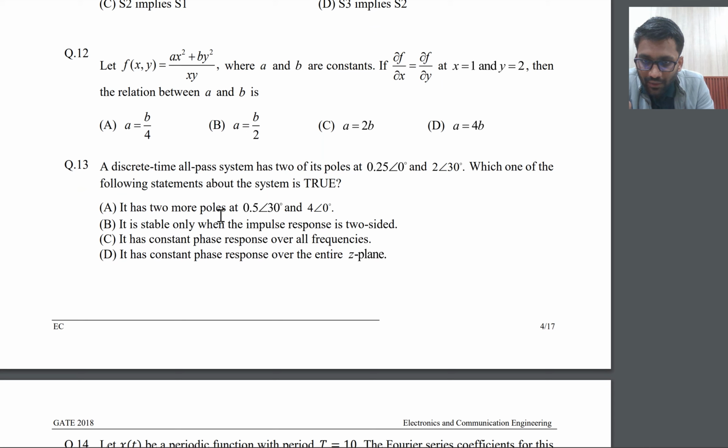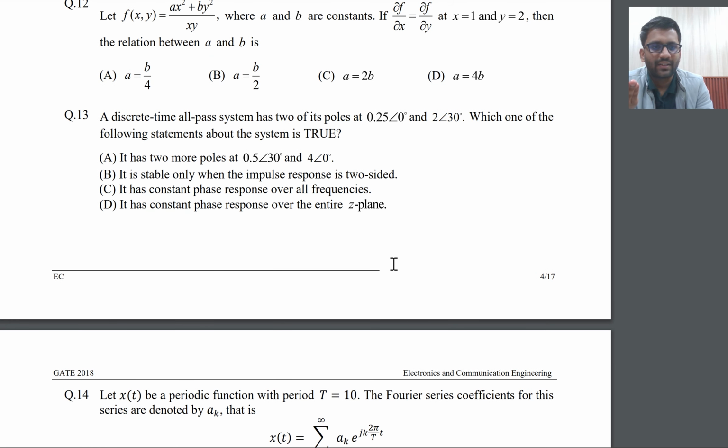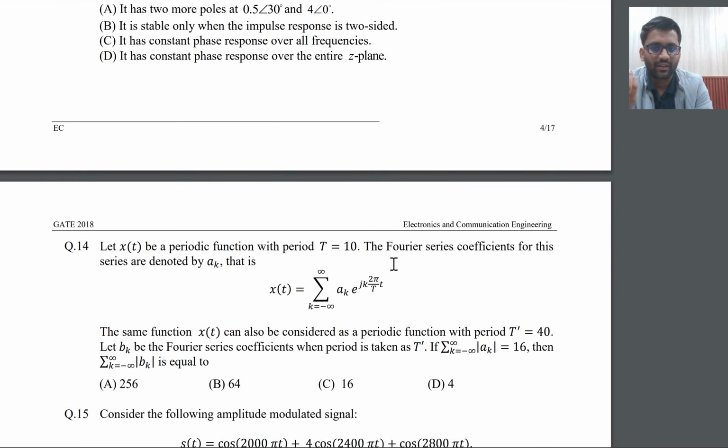Now this question I did not see. Okay, discrete time all pass system has 2 poles. Which of the following statements are correct? It has 2 more poles, stable impulse response. So this is I guess something from digital filters. Although this is not in the syllabus currently, it was previously there. So if someone has studied digital filters, then he would be attempting it at that time only. Otherwise he can drop it. If he hasn't studied that particular topic, then he can drop it.